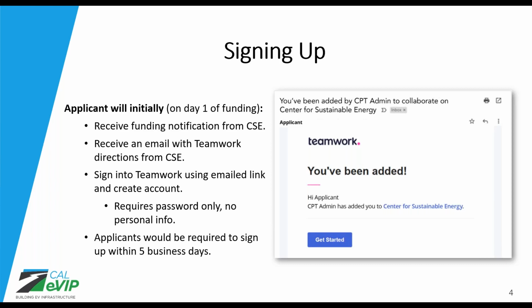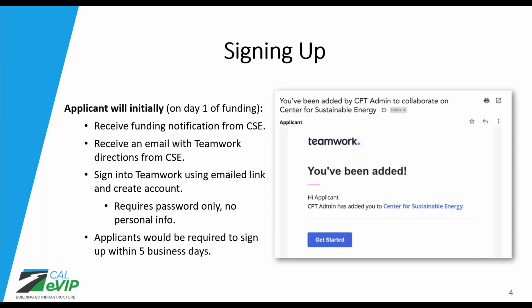So initial sign up is very, very simple. On day one of funding, so this is for block grant 1 or 2, when you get funds reserved, you'll receive your funding notification from CSE, and within 48 hours, you'll also receive this email from Teamwork. There's a picture of it in the slide right here. It just says you've been added to the Construction Progress Tracker, and you click the blue Get Started link.